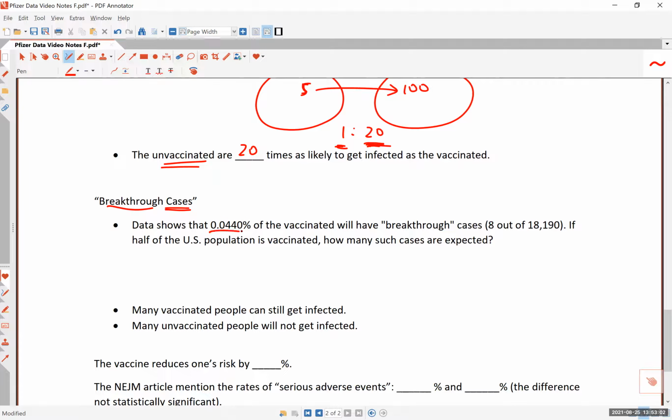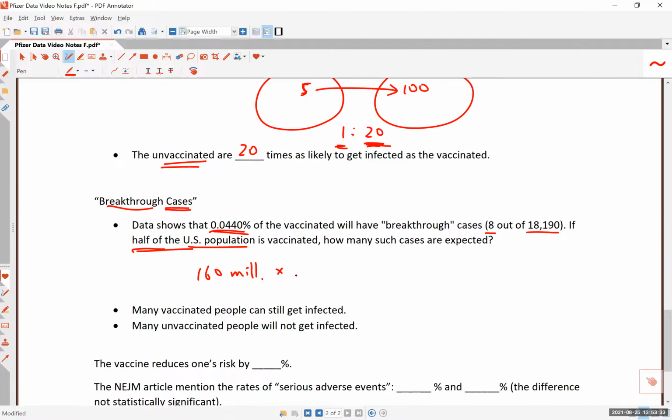Right? Data showed, remember, 0.0440% of the vaccinated people will have breakthrough cases. That's 8 out of the 18,190 in that particular trial done back in 2020. All right, so what does it mean? If half of the United States population, which is about 160 million, a little more than that, but you know, is vaccinated, how many such cases are expected?